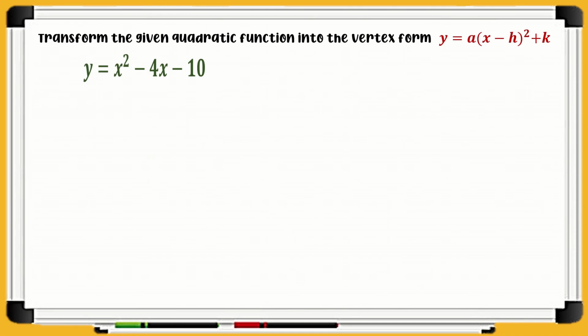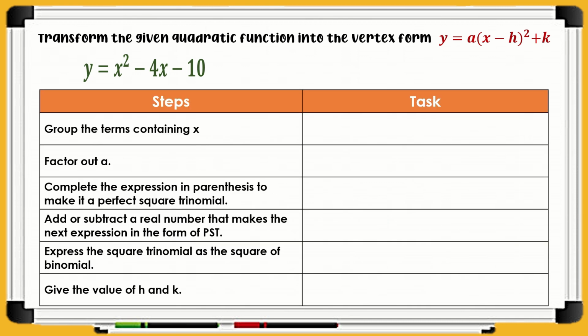So, let's begin. Let's transform the given quadratic function into the vertex form y = a(x − h)² + k. Example number 1. y = x² − 4x − 10. So we will use the table in completing this task. In the first step, we need to group the terms containing x. So I'll put x² − 4x inside the parentheses since they are the terms that contain the x variable. Next, factor out a. Since our a there is 1, the factors will be the same. y = (x² − 4x) − 10.